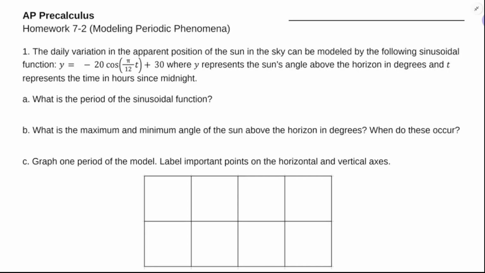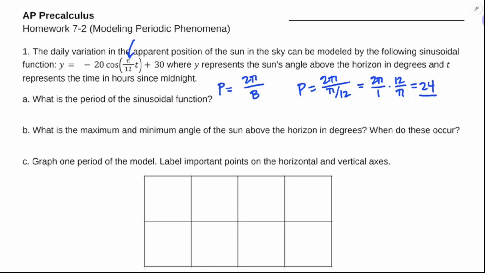That makes sense. That would go up and then down. What is the period of the sinusoidal function? All right, so I'm going to pull out that formula we've been using. Period equals 2 pi divided by b, where b is that multiplier on the inside of the trig function. So period is going to equal 2 pi divided by pi over 12. So that's 2 pi times 12 divided by pi, and that'll be 24. That'll make a lot of sense. t is measured in hours since midnight, and there are 24 hours in a day. So period is 24 hours.